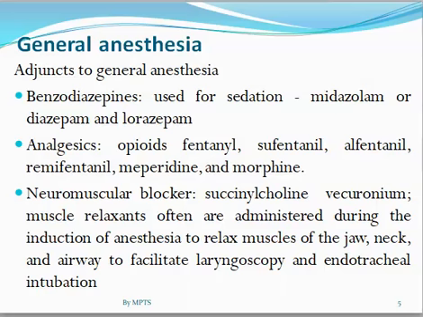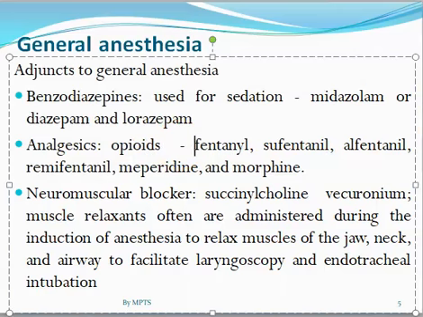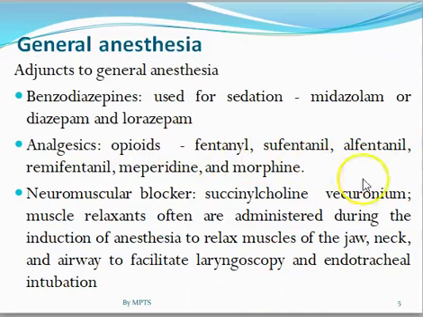Let us explain the adjuncts briefly. We have the benzodiazepines, used for sedation: midazolam, diazepam, lorazepam. For analgesia, we can use opioids such as fentanyl, sufentanil, alfentanil, meperidine, morphine. It can be used, but it is not good to use morphine. You can use these other ones because they are stronger analgesics. We know the effects of morphine.